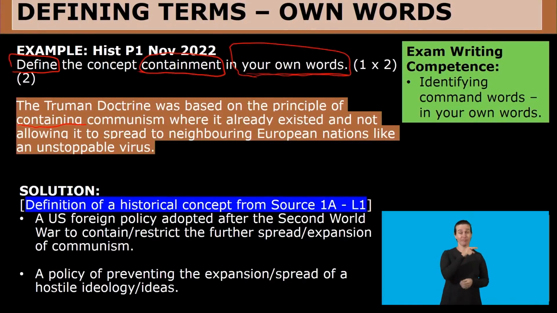A U.S. foreign policy adopted after the Second World War to contain or restrict the further spread or expansion of communism. Another possible answer is a policy of preventing, so that word preventing is very important, the expansion or spread of a hostile ideology or ideas.